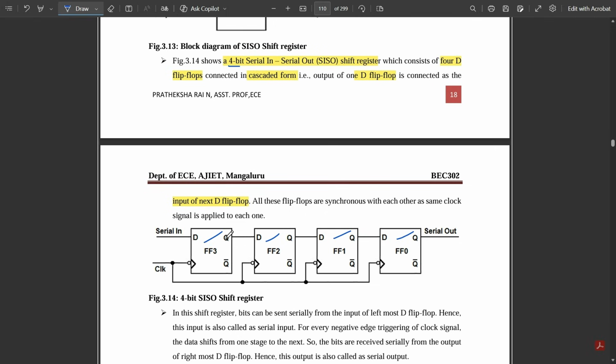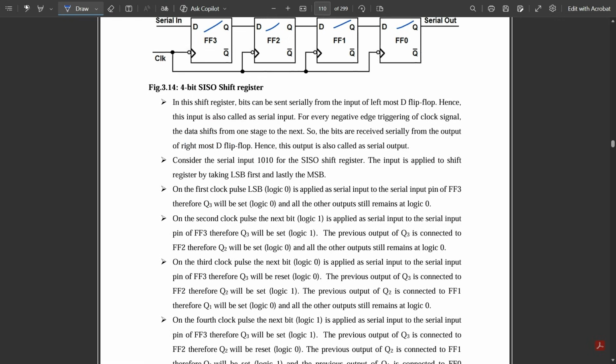Okay, and we are having the outputs Q and Q bar, and you see here Q, the first stage flip flop output, is given to the next stage flip flop input, and like this it is connected serial in serial out data. Okay, so this is the 4-bit SISO shift register. Now let's see what happens in this.